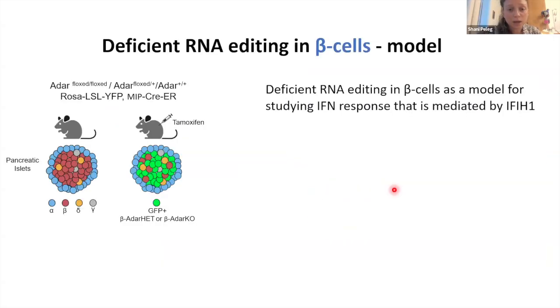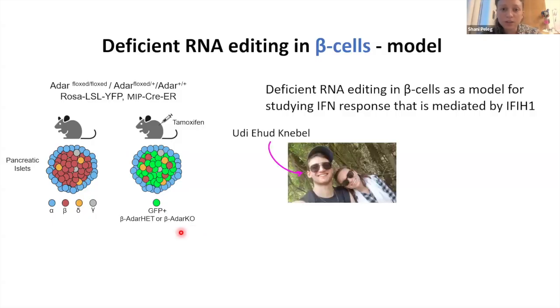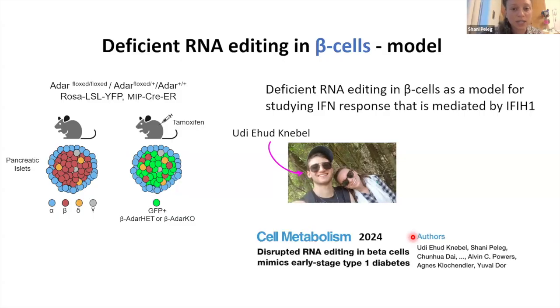And in order to study this hypothesis, we developed a mouse model with inducible deletion of ADAR in beta cells, with GFP as a reporter for mutant cells. So upon injection of tamoxifen, we induce the deletion of ADAR, specifically in beta cells. These are our beta ADAR knockout mice. And these results in the next slide have been conducted mainly by Udi from our lab and have been published in Cell Metabolism last year.